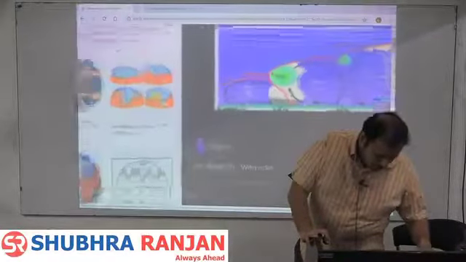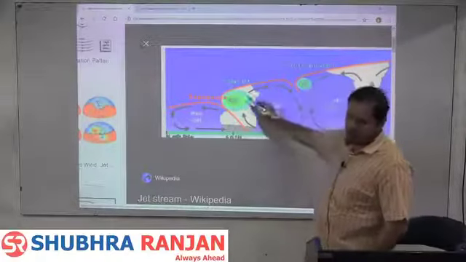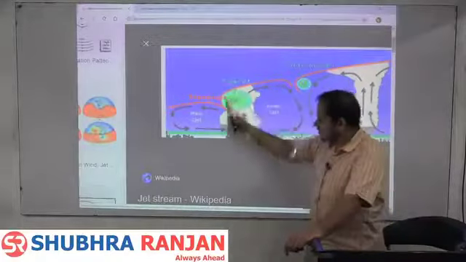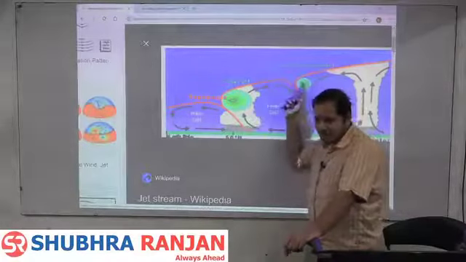And this is what we have written yesterday. Subtropical jet, polar jet. You can see which is stronger, the polar jet stream. The subtropical jet stream is shown smaller.